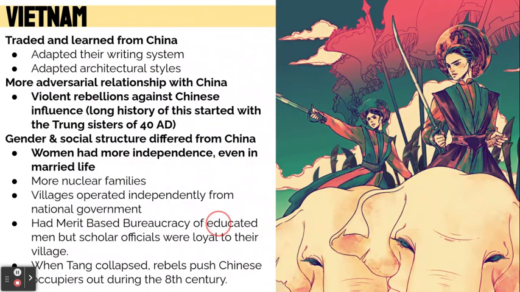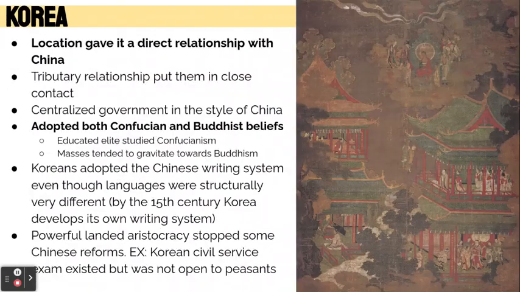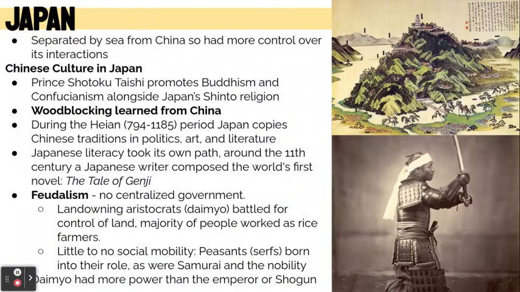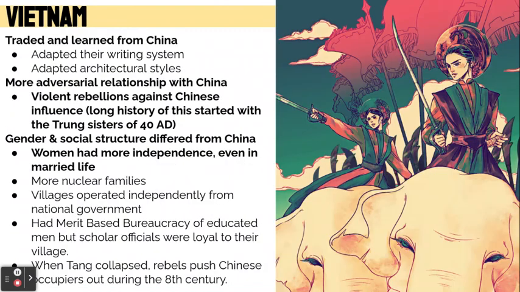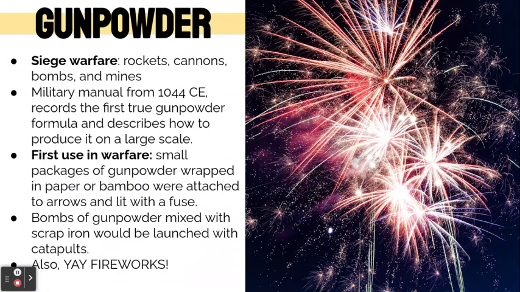Also in the reading, it goes into other parts of Asia that were influenced by China, like Korea and Vietnam. Again, we're not going to go into that, and Japan, but there's information here if you feel like you need it from the reading.